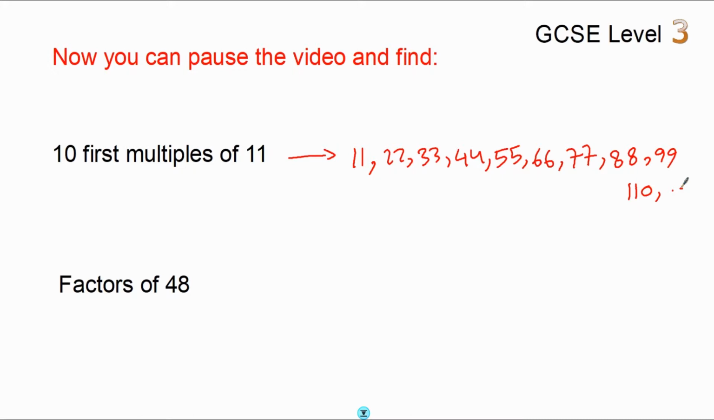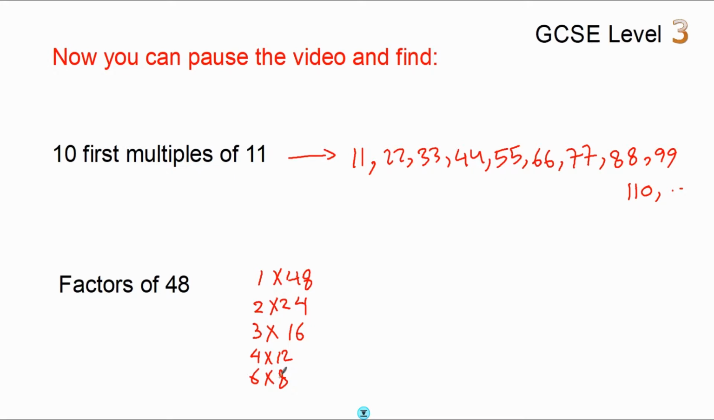When we look at factors of 48, again I start from 1. 1 times 48. 2 times 24 gives 48. 3 times 16 gives 48. 4 times 12 gives 48. 5 times no number gives 48, not a whole number. And 6 times 8 gives 48.